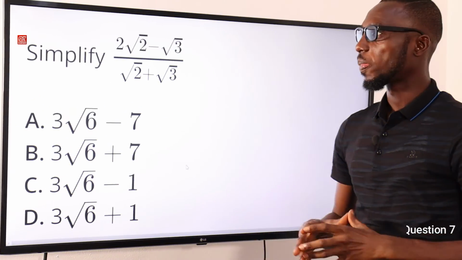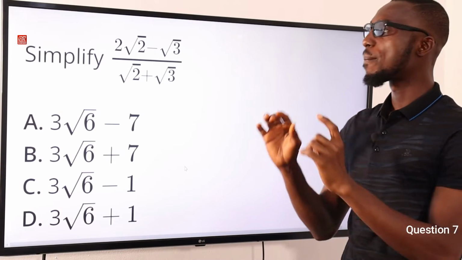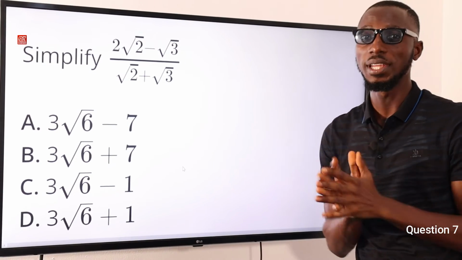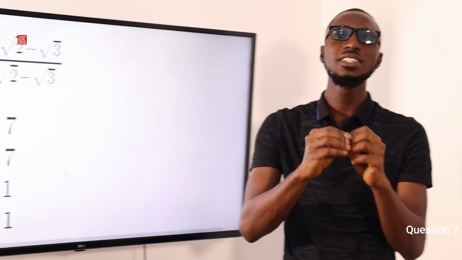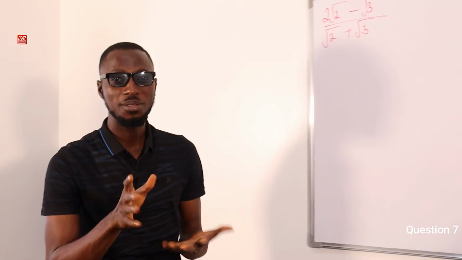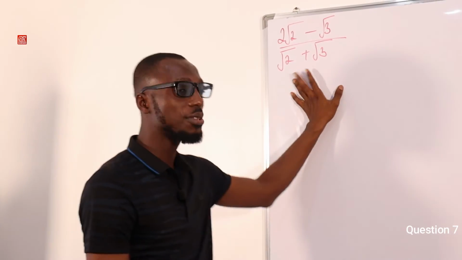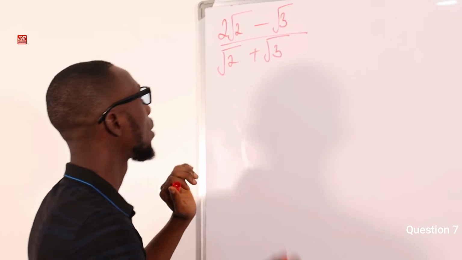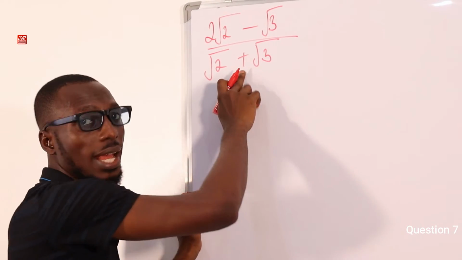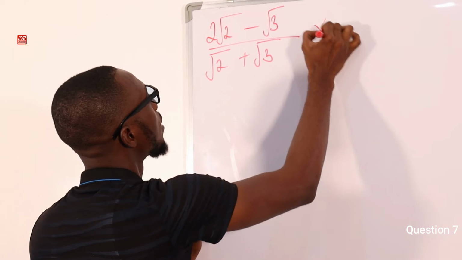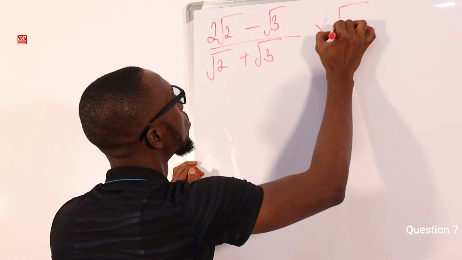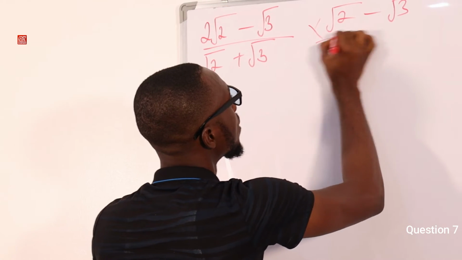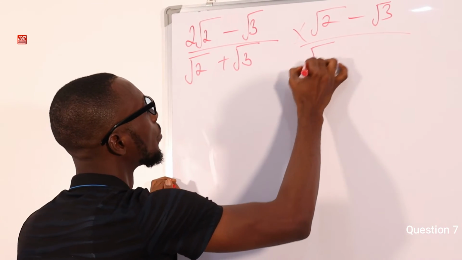Question 7. Simplify 2 root 2 minus root 3 over root 2 plus root 3. So what we're required to do is to rationalize the denominator. Then how do we do that? We can use the conjugate of the denominator. Okay, so using the conjugate here, this will be the negative of this. So that will be times root 2, okay, minus root 3. This is going to multiply what you have up and down.